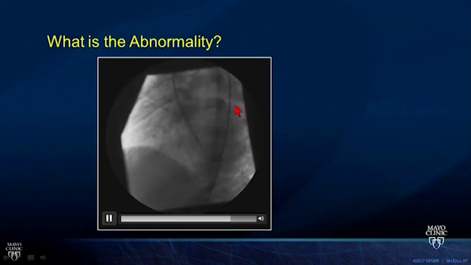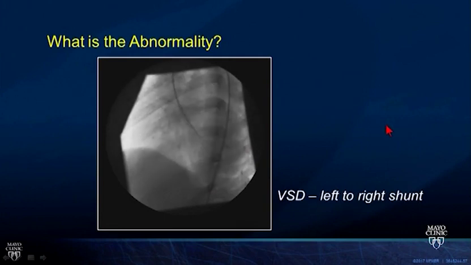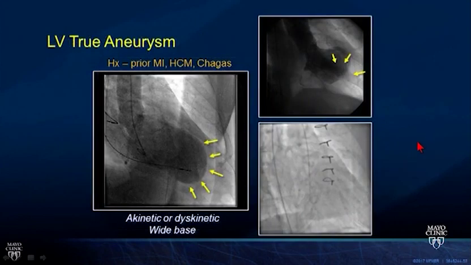So you have the anterior wall, the lateral wall, the inferior wall, and the septum. You have this communication across the septum. So this is a VSD with a left to right shunt. And this is the right ventricle filling here. You see that there's only flow in systole. So here's another thing we can see with an LV-gram.